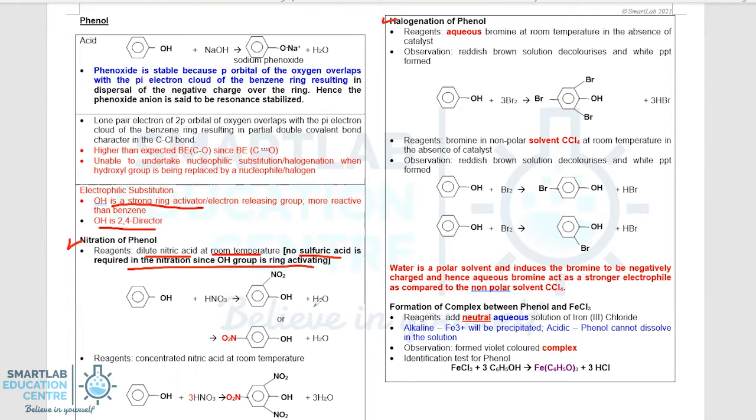If dilute nitric acid is added, you will get mononitration, and the nitro group will go to either position 2 or position 4. If you use concentrated nitric acid, you will get full nitration.